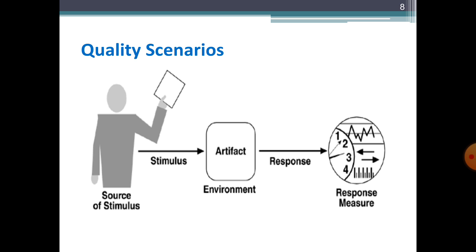And at the end, we measure the response. The response measure should measure the occurred responses so that requirements can be tested. So in this last element, the measure of response, you can say how the response can be measured. So students, in this diagram we see the quality scenarios, how these elements are moving from source of stimulus to response measure.